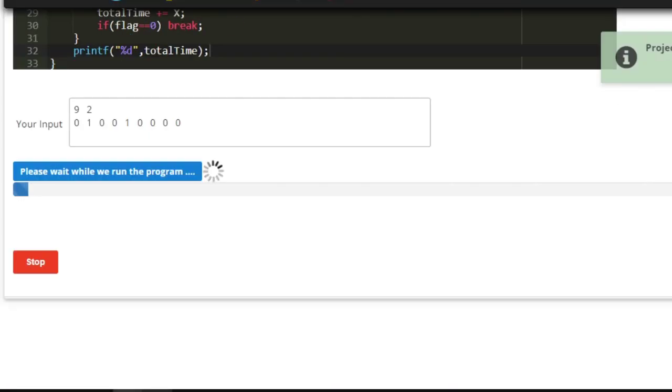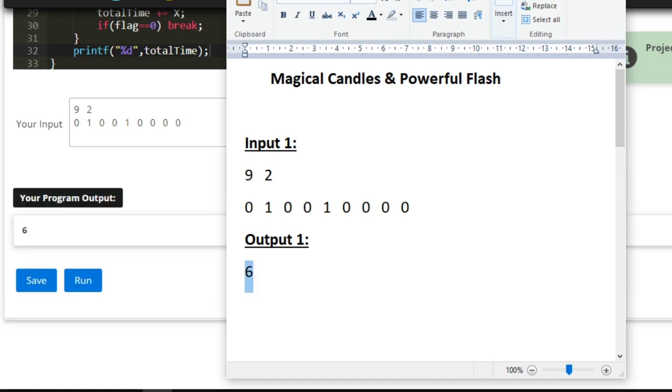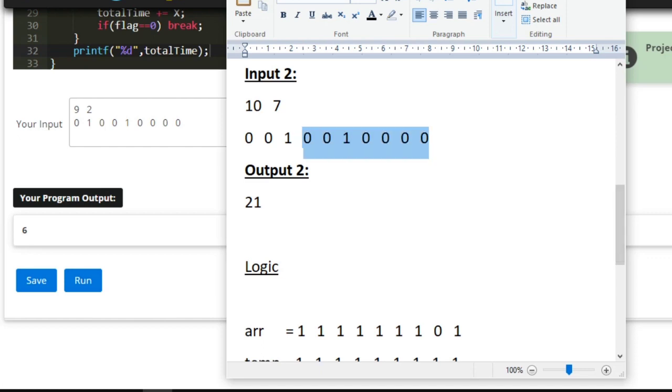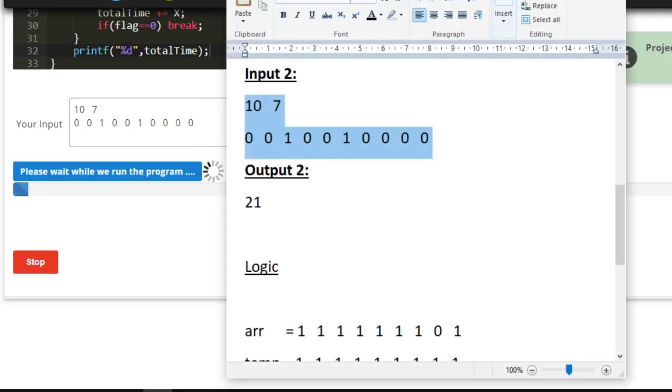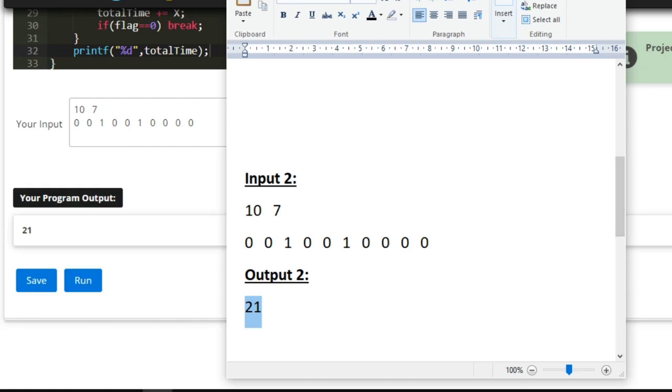Now let us check our program with sample test cases. So this is the sample input 1 and our expected output is 6. So we also get the integer 6 as our output. So now let us give our sample input 2, and for sample input 2 our expected output is 21. So we also get 21.